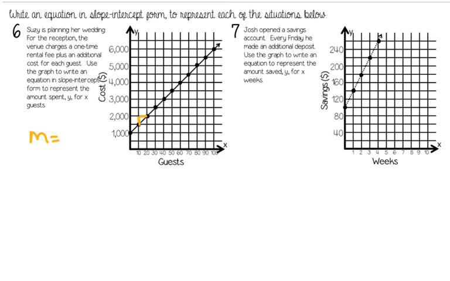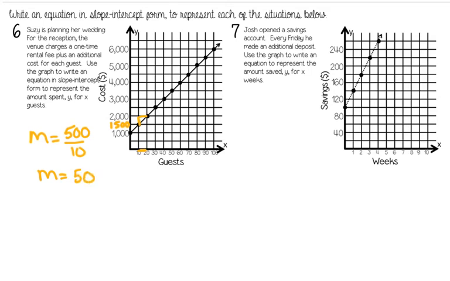So we have to think, okay, this is 1,500. So 1,500 to 2,000 is a change of 500. So I'm rising 500. And then I'm changing 10 here. 10 to 20 is a change of 10. So you need to be careful when we're looking at word problems, and I'm not just counting by 1. And then we reduce this. So our slope, 500 divided by 10, is 50.